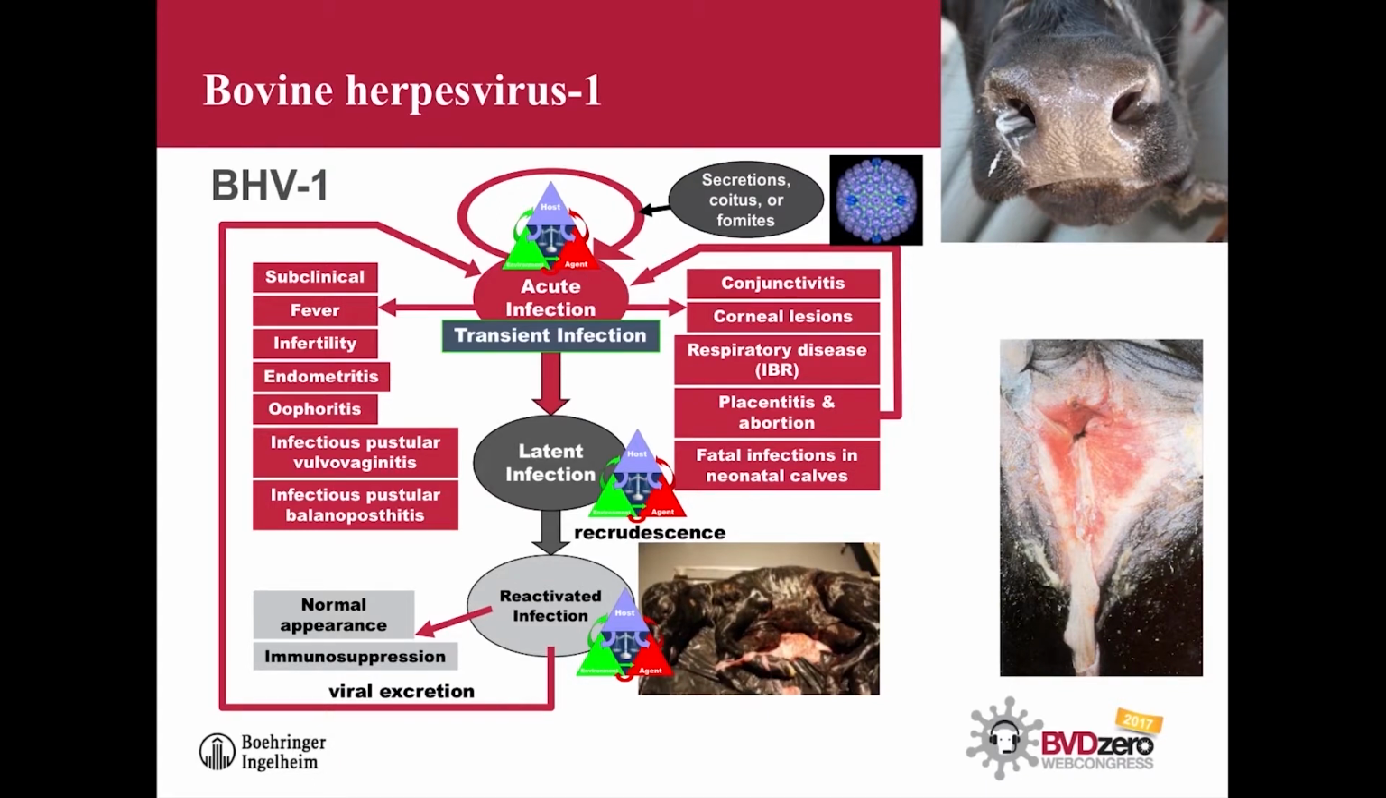Bovine herpesvirus 1, you see it can range from a subclinical infection associated with fever. It can cause infertility. It can cause endometritis. It can cause decreased conception rates. It can cause infectious pustular vulvovaginitis in the cow. It can cause infectious balanoposthitis in the bull. We can see ocular lesions, conjunctivitis, significant respiratory disease.